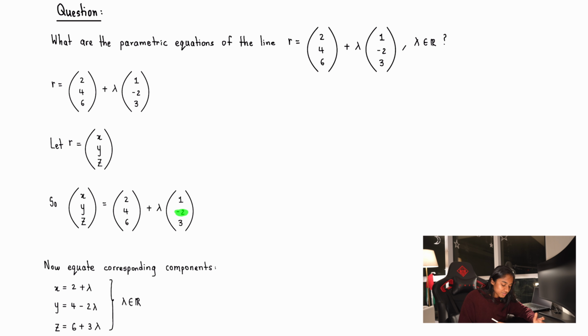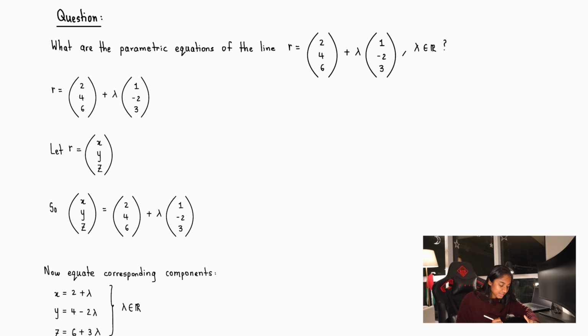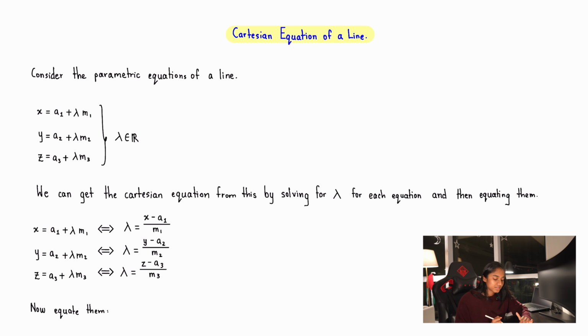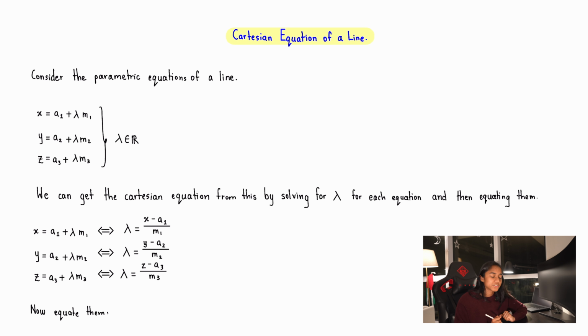So we have minus 2 lambda. So this would be 4 minus 2 lambda. And this would be 6 plus 3 lambda. Okay, so this is where lambda is an element of the real number set. So when we equate these, we'll get x is equal to 2 plus lambda, y is equal to 4 minus 2 lambda, and z is equal to 6 plus 3 lambda. And these are the parametric equations, right? Now the final form is the Cartesian equation.